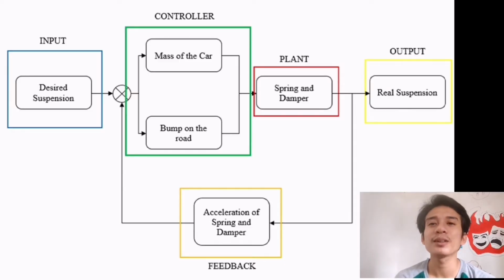Next, this is the block diagram of the car suspension system. The type of loop is closed loop. The input is the desired suspension and the output is the real suspension. In this system, it is controlled by the mass of the car and the bump on the road. The spring and damper function as the process or plant, with a form of feedback for the desired suspension. We can get feedback from the acceleration response of the spring and damper.